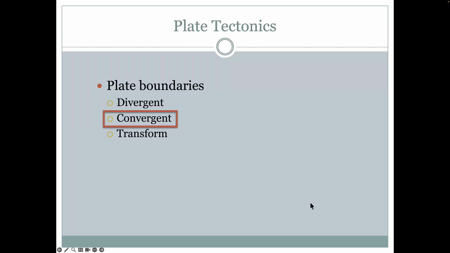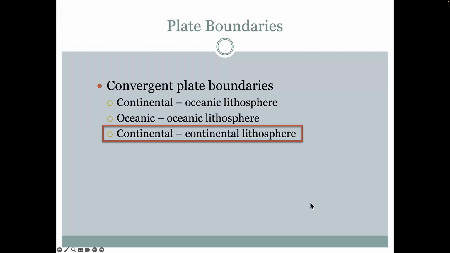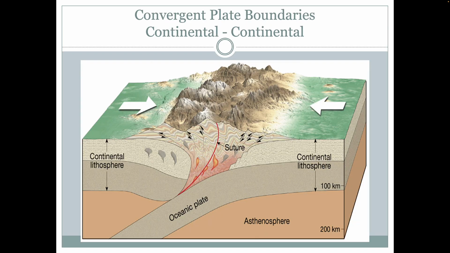Now for the third type of convergent plate boundaries. This is when two pieces of continental lithosphere come together. When two pieces of continental lithosphere come together, one of them was probably attached to an oceanic plate, which was subducting. But once the two pieces of continental lithosphere come together, both of them are too buoyant to be subducted. They're not dense enough. They're not going to be subducted into the mantle or the asthenosphere.